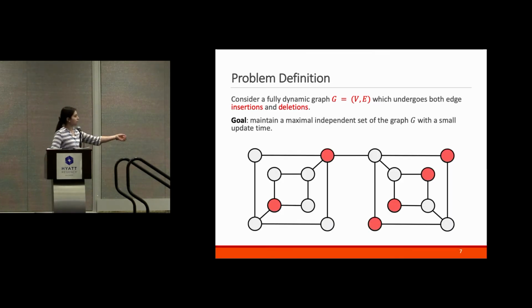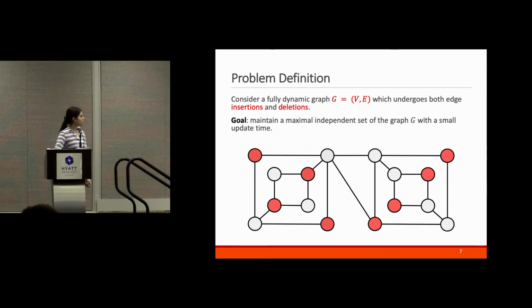Let's assume that this is our graph at some point in the algorithm, and the red vertices are the MIS that we've maintained so far, and we have this edge inserted. We have to remove one of its endpoints from the MIS, because now they're adjacent. Say I remove this vertex. Now I have an independent set, but it's not maximal. So I add these three vertices and make it an MIS.